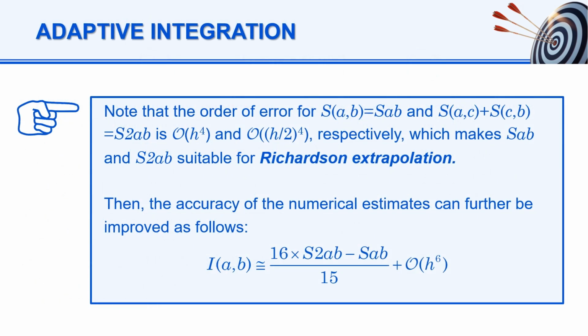Note that the order of error for S_AB and S2_AB is h to the 4 and h over 2 to the 4, respectively, which makes S_AB and S2_AB suitable for Richardson extrapolation. Then, the accuracy of the numerical estimates can further be improved by the following extrapolation formula.